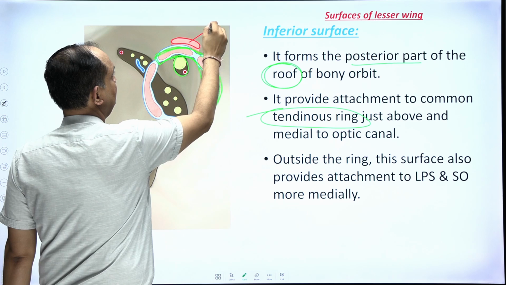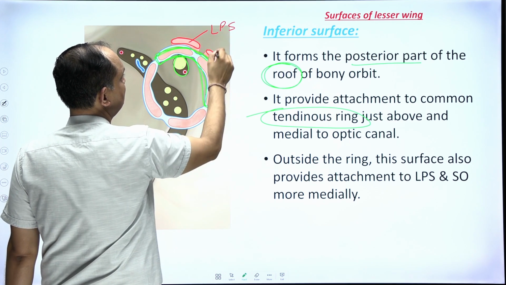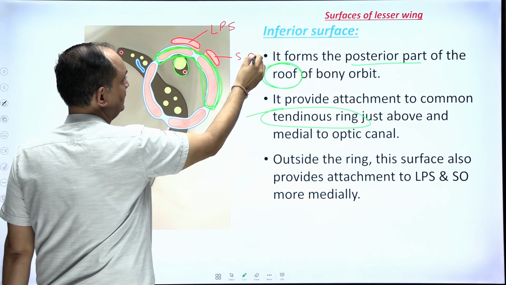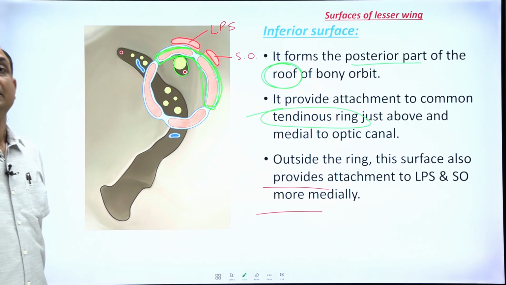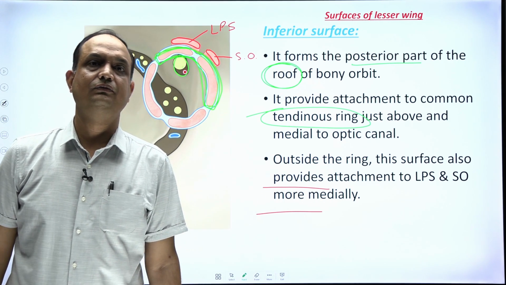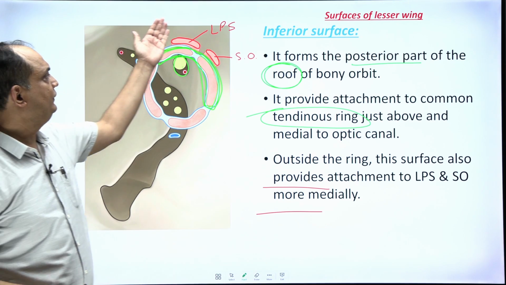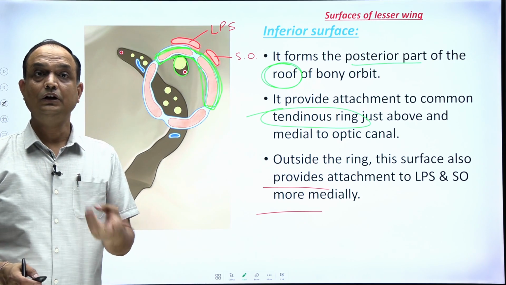Apart from that, the remaining surface also provides the origin of two muscles. This is levator palpebrae superioris, and more medially, superior oblique. These are the two muscles which also arise from the surface of the lesser wing of sphenoid. So the inferior surface of the lesser wing gives origin to two muscles.